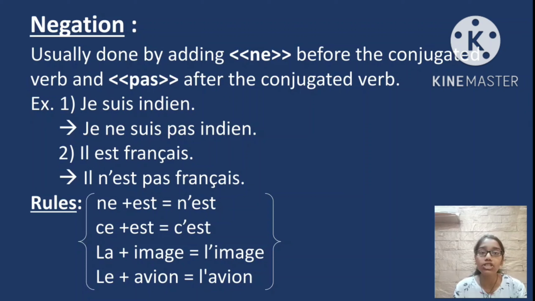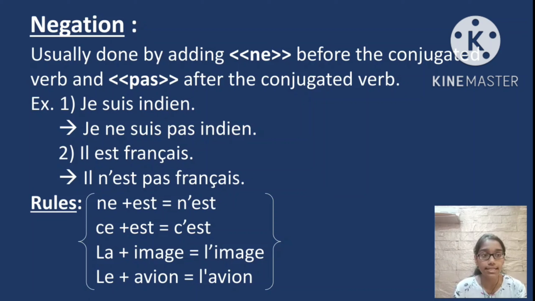Negation. Negation is usually done by adding ne before the conjugated verb and pas after the conjugated verb. Example, je suis indien. The negative form of this sentence will be je ne suis pas indien. Second, il est français. Il n'est pas français.